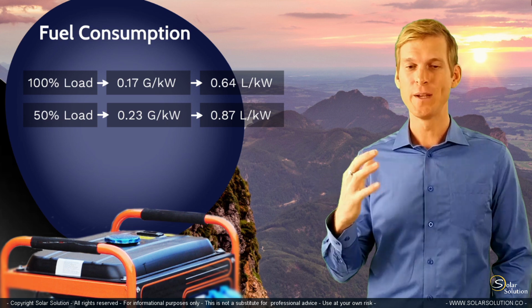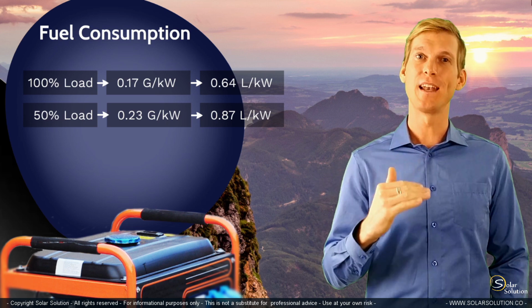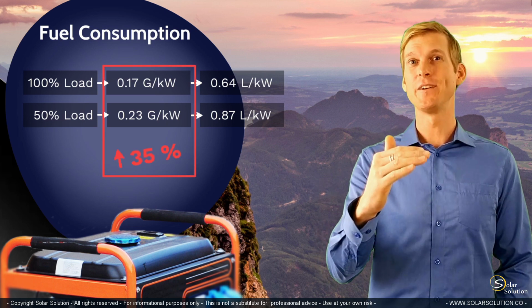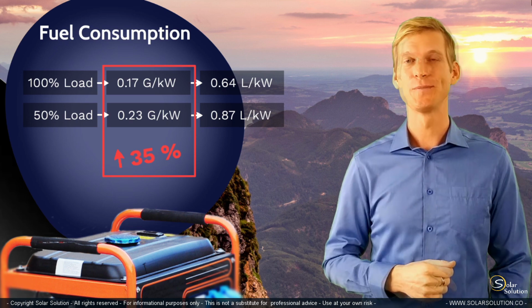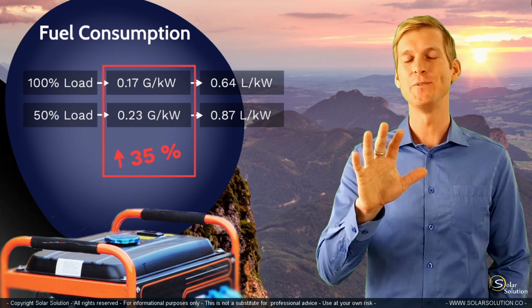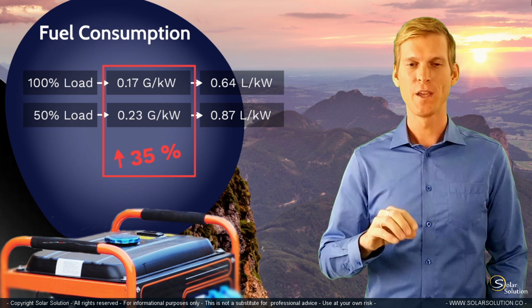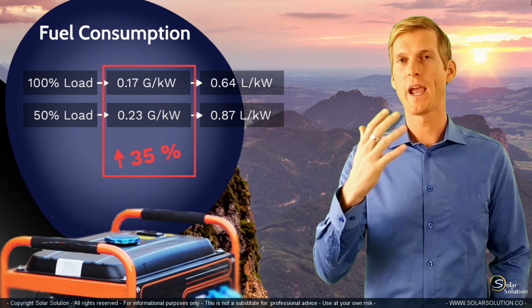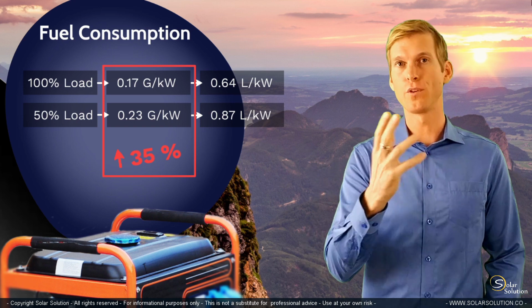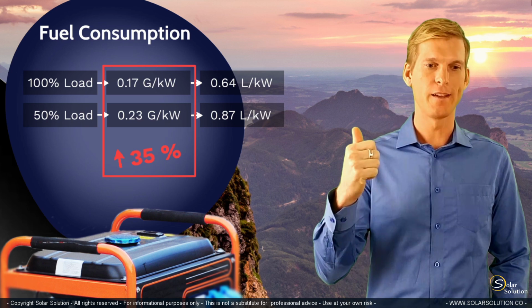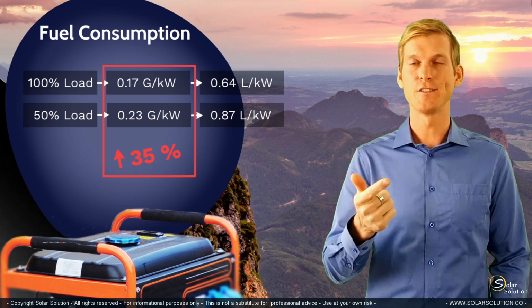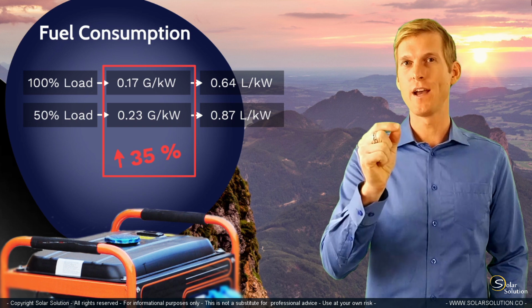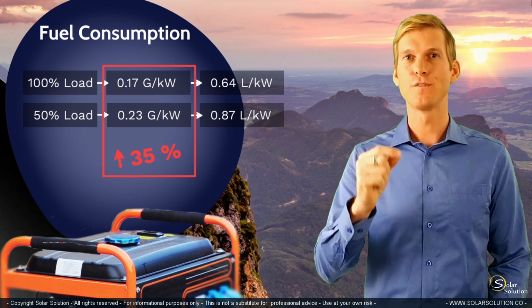So in this example, you're getting 35% less fuel efficiency if you're running your generator at 50 versus 100% load. Let me further explain this with a simple calculation. Assume that you have some kind of appliance that consumes 4 kilowatts. It can be a stovetop, an air conditioner, a heater, whatever. You have an appliance that consumes 4 kilowatts.